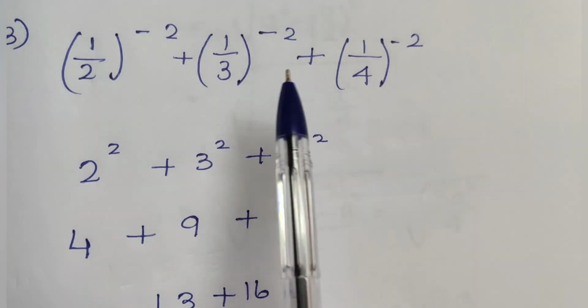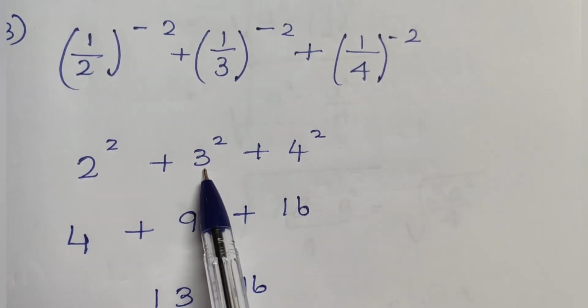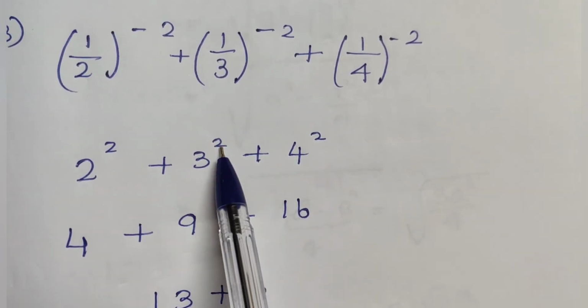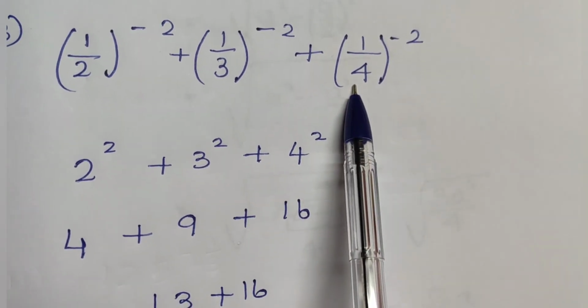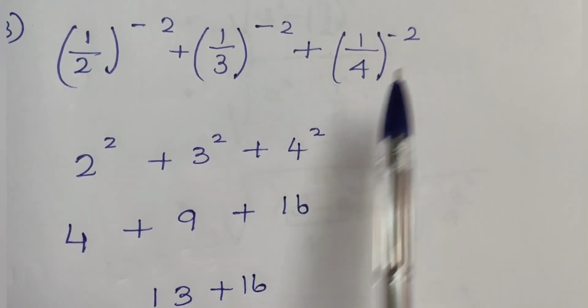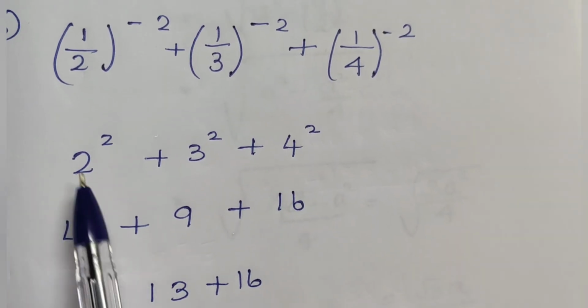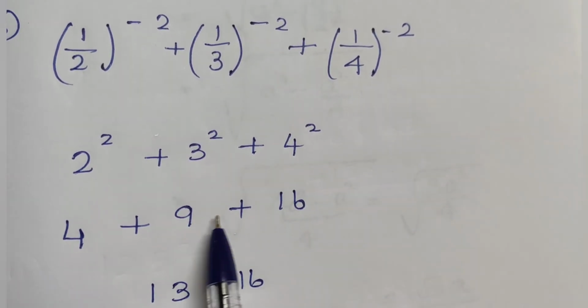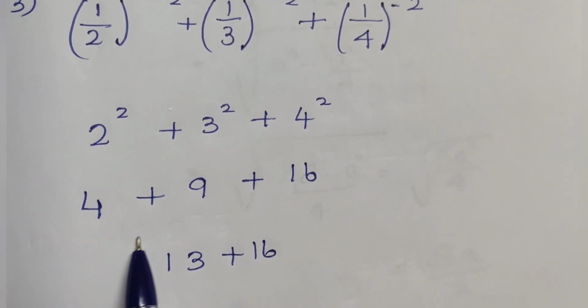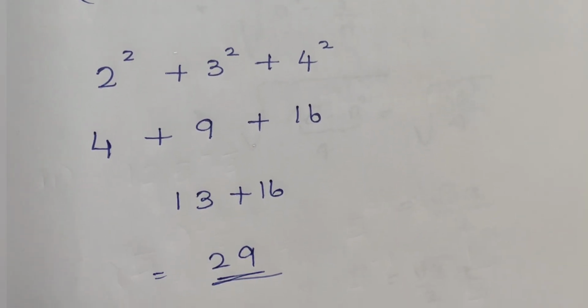2 square plus. Reciprocal of 1 by 3 is 3. So, power becomes plus, 3 power 2 plus. Reciprocal of 1 by 4 is 4. Power becomes 2. 2 square is 4 plus 3 square is 9 plus 4 square is 16. On adding, we get 29 as the answer.